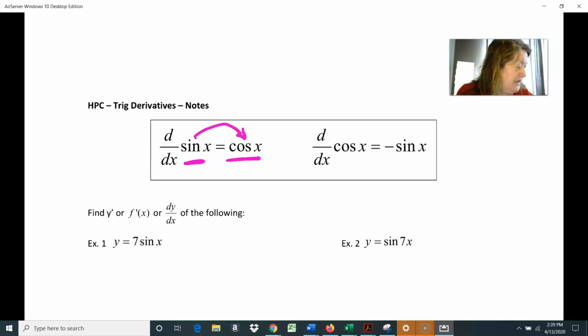The other one is, what is the derivative of cosine? What I want you to notice about cosine is when you take the derivative of cosine, there's actually a sign change that happens too. It's a negative sine of x. And it really is that easy. You just memorize it. Okay, now we're going to show you some background for it, but seriously, this is it. You just have to know that the derivative of sine is cosine and the derivative of cosine is negative sine.